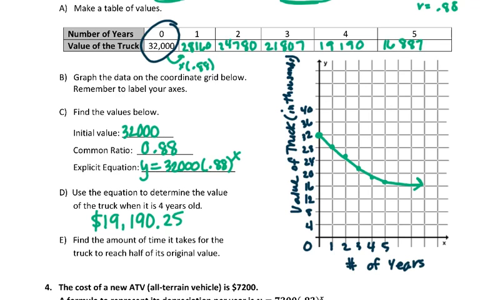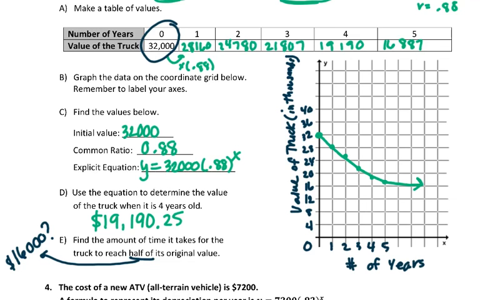Then it says, how long does it take to reach half its original value? So this is kind of a two-step question. So if it started with $32,000, half of $32,000, this is really asking us, when is it $16,000? So you could just take $32,000 and divide by 2 if you're not sure. But that's really what it's asking when it says half of its original value.